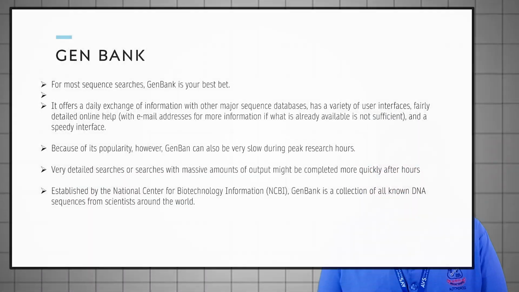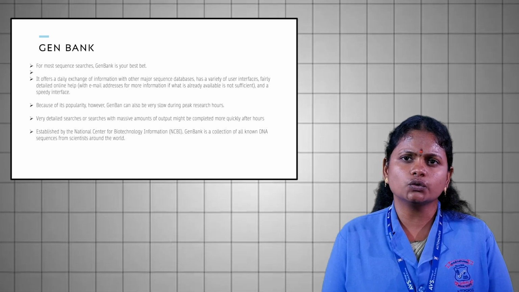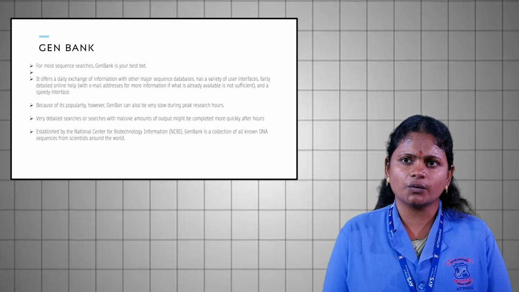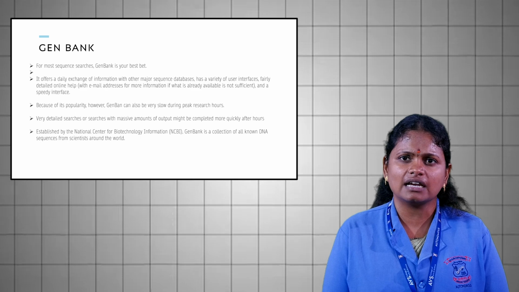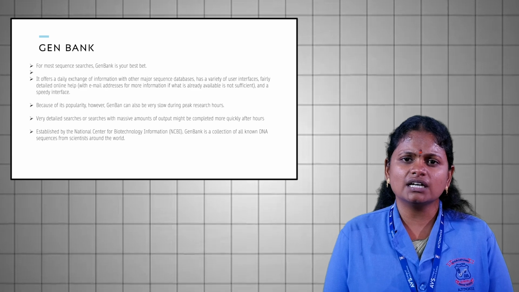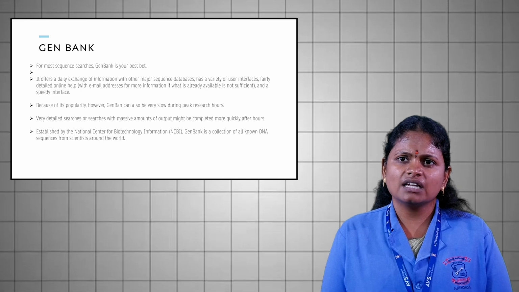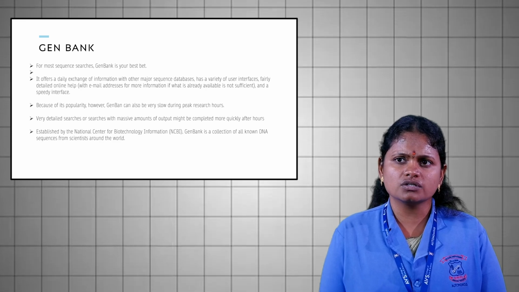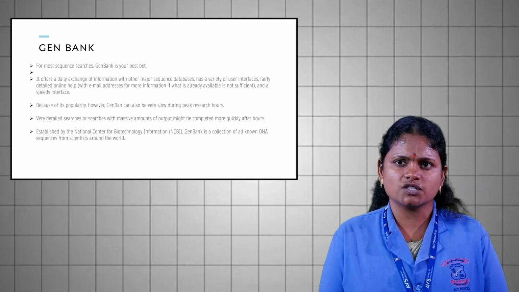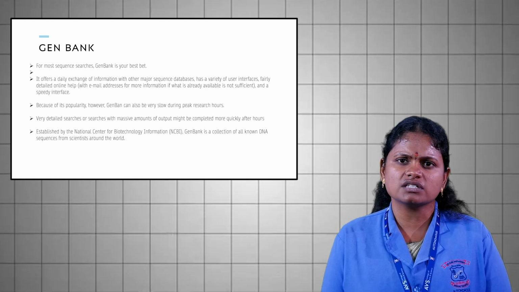Next, GenBank. GenBank is used for the most sequence searches. GenBank is the best bioinformatic tool. It offers all exchange information and major sequence database analysis. It is widely used, detailed, and helps collect information already available in GenBank. GenBank can also be used during peak hours, for identification of sequence arrangement, with large amounts of output and more complete sequence arrangement.